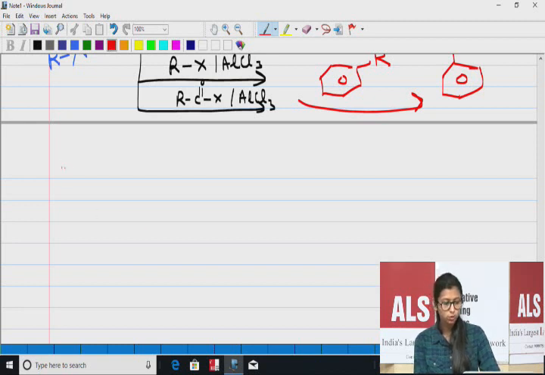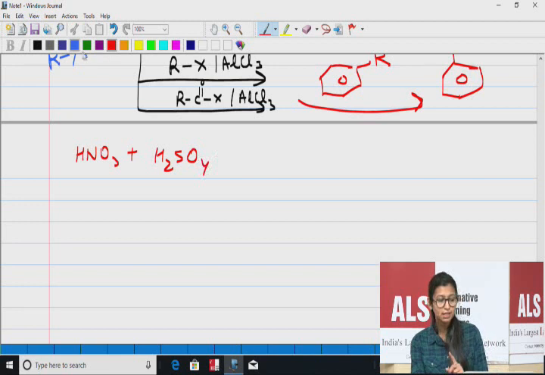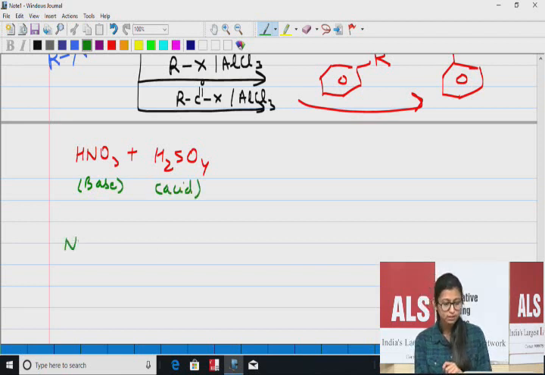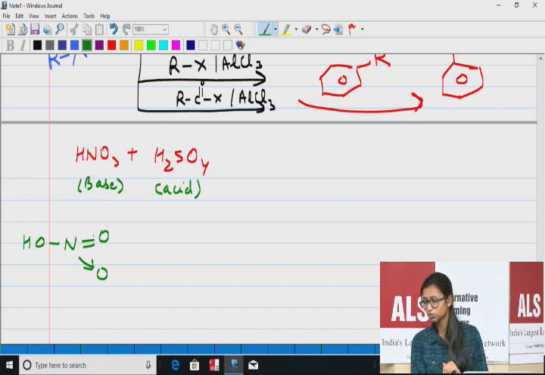Look at the screen. What was happening? When we have the mixture of HNO3 and H2SO4, although both are acids, in the presence of H2SO4, HNO3 acts as a base and H2SO4 acts as an acid. This is what I was saying, okay? Now what is happening here? This is the structure of HNO3, everyone.